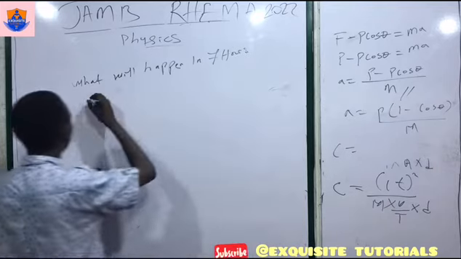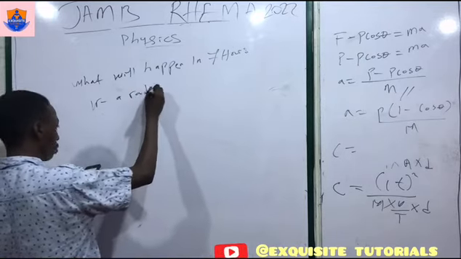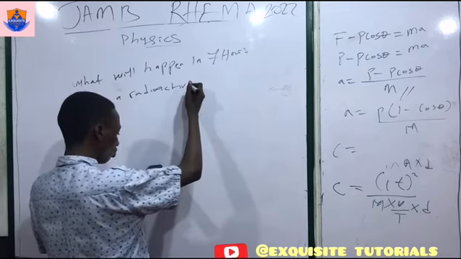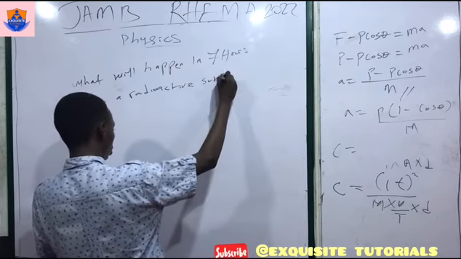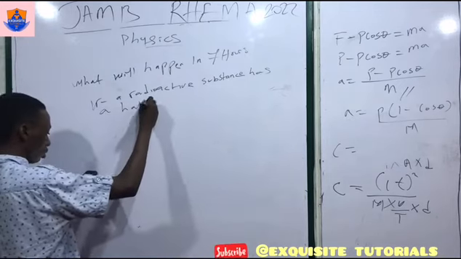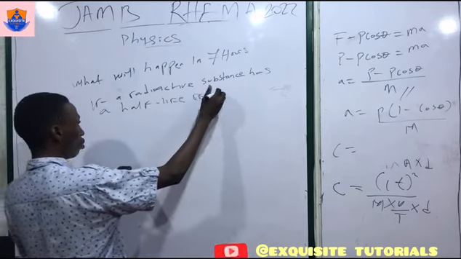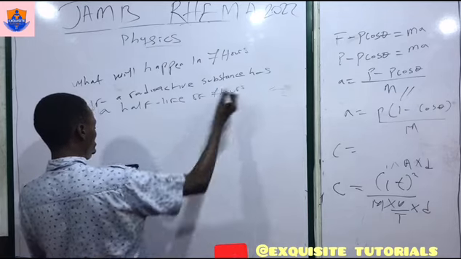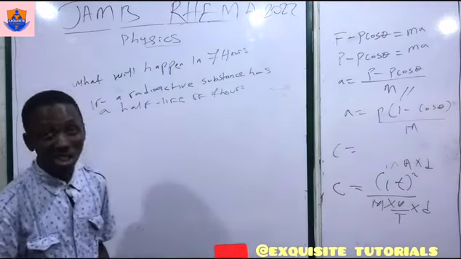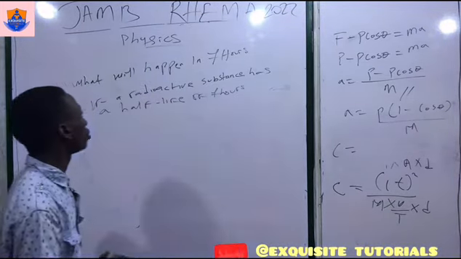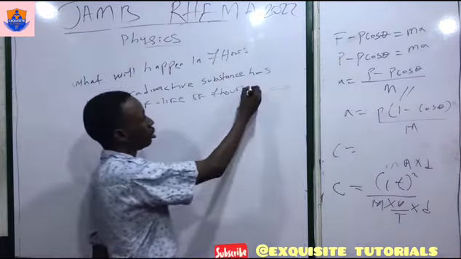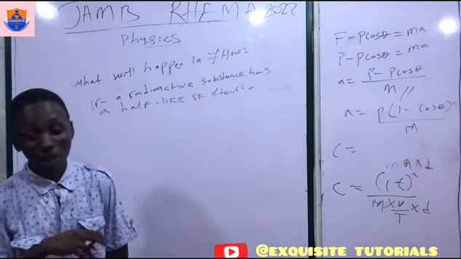Okay, the answer to this question is very simple. Half of the material will decay in 7 hours. If the substance has a half-life of 7 hours, half of the substance will decay. So that is the answer to the question.